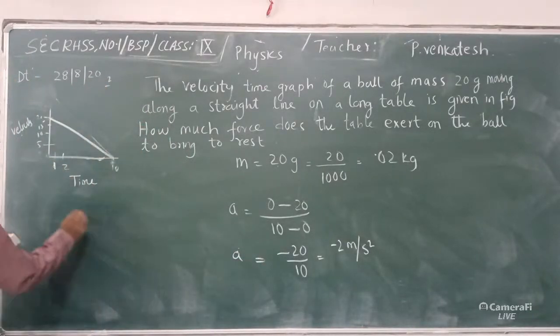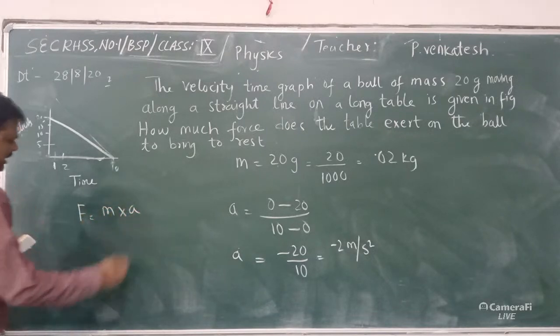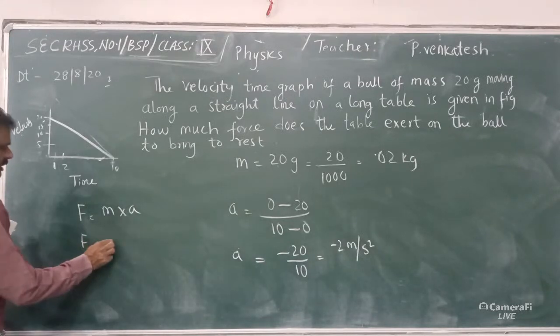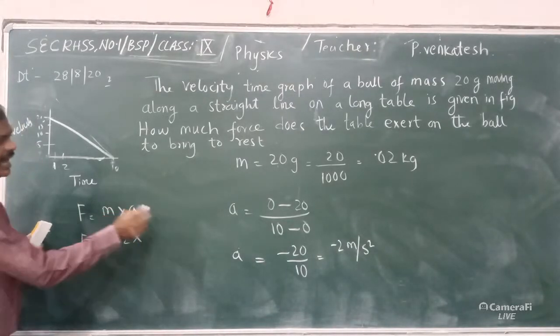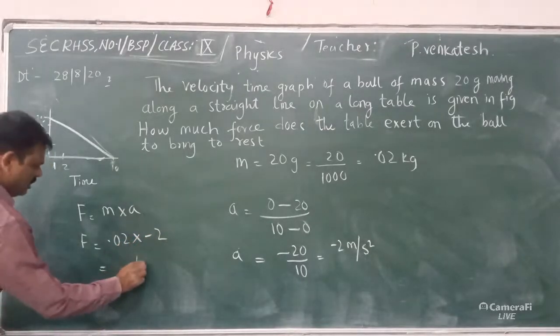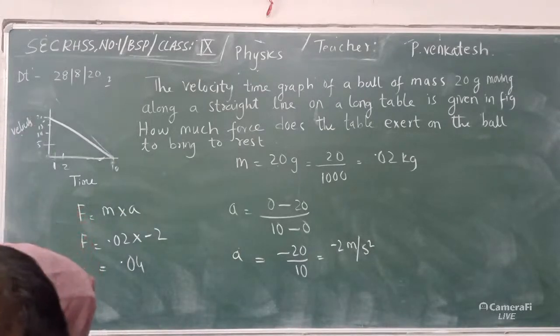Now what is the formula? Force equal to mass into acceleration. Or force equal to, what is mass? 0.02 into acceleration, which is minus 2. This equals how much here? 0.04. Got it?